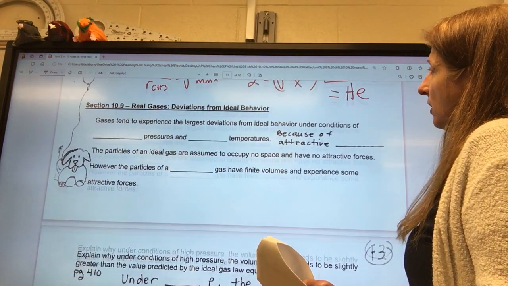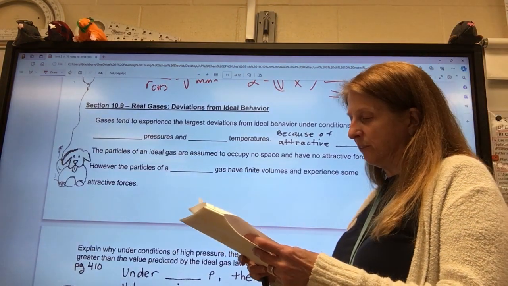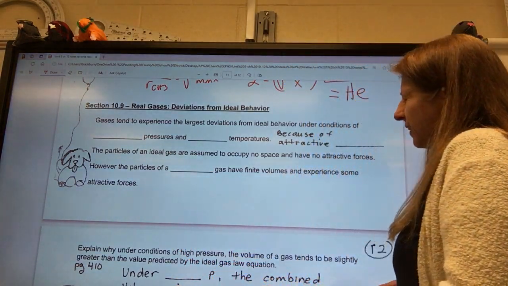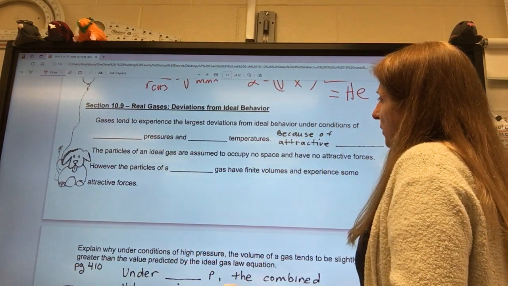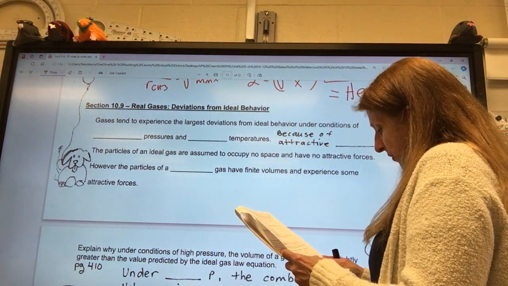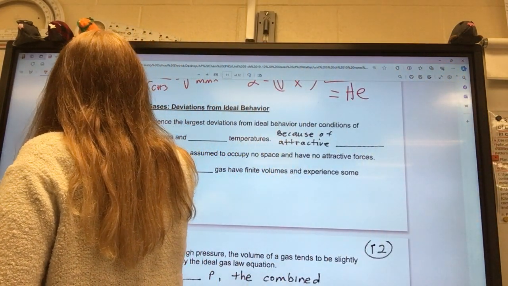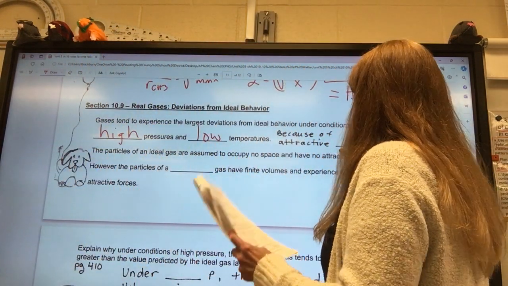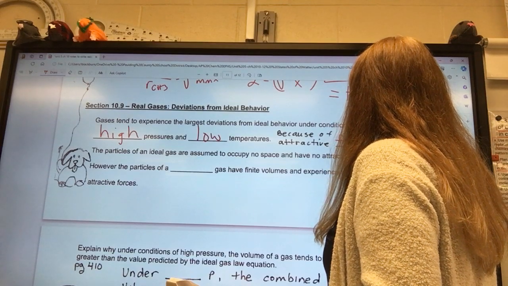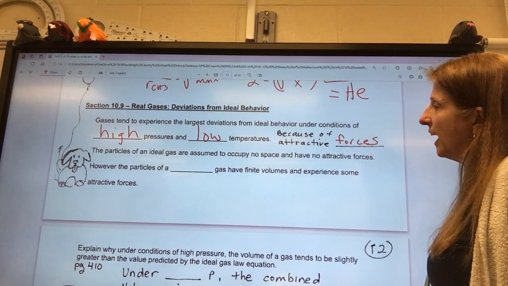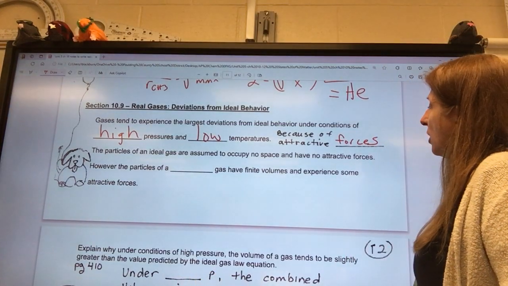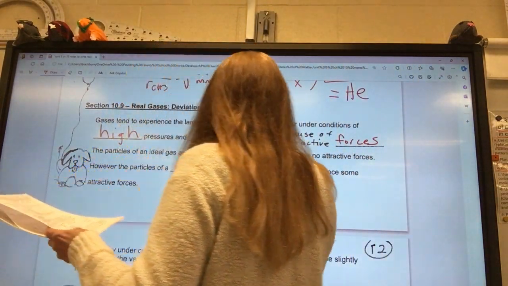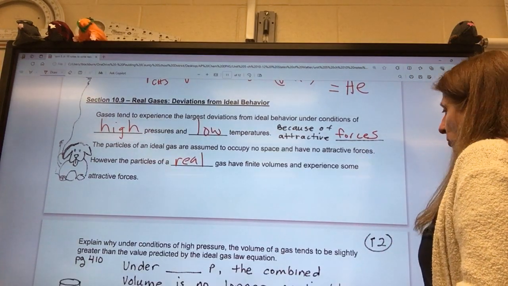All right, next. Real gases, deviations from ideal behavior. So, real gases don't always follow what we said in the kinetic molecular theory. Gases tend to experience the largest deviation from ideal behavior under conditions of high pressure or low temperature. And it's because attractive forces come into play between the molecules. The particles of an ideal gas are assumed to occupy no space and have no attractive forces. However, the particles of a real gas, of course, have volume and they can experience some forces.